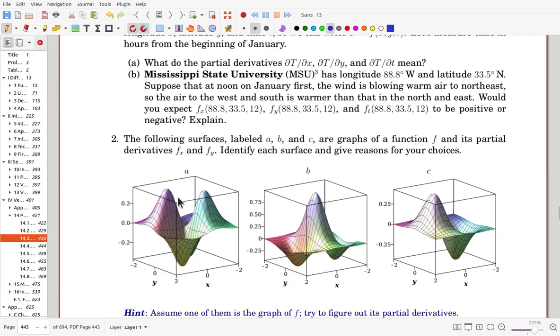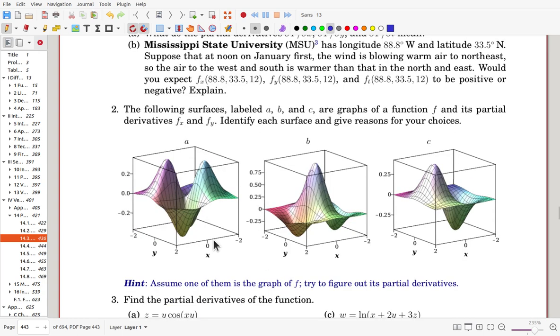Okay, we'll see one problem here. In this problem, you are asked to find the partial derivatives f sub x and f sub y, to figure out the f, f sub x, f sub y graphs.